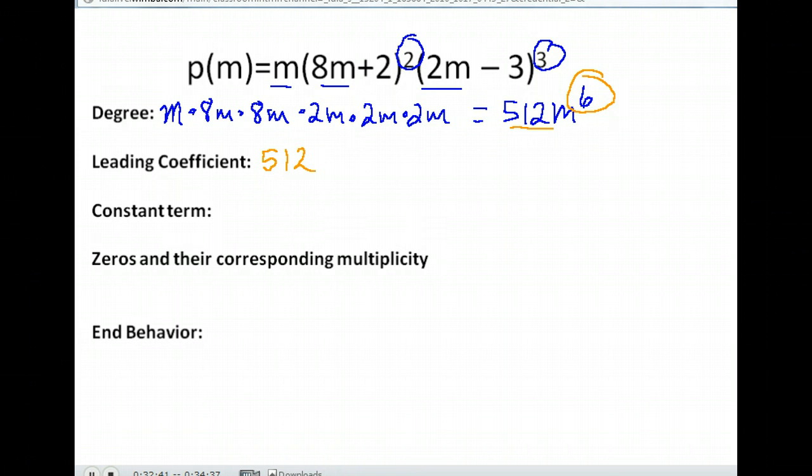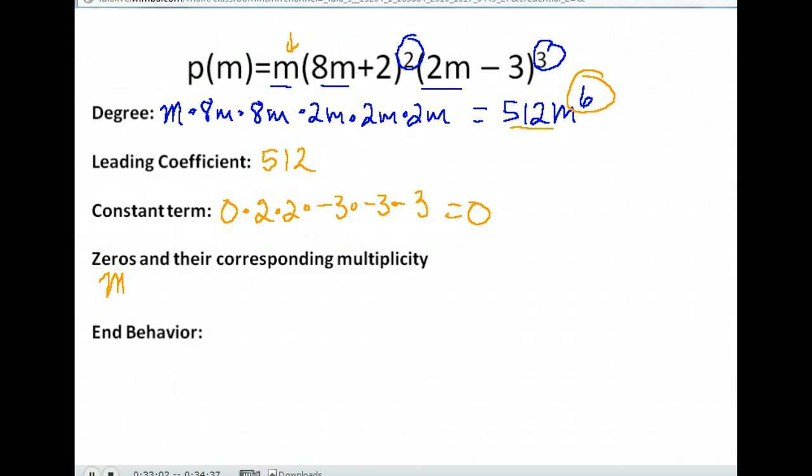The constant term, remember you multiply the constant from each of those. Well, this one didn't have a constant, so it was 0. And then we would have 2 twice and negative 3 3 times. But again, we were multiplying by 0, so we end up with 0. Our y-intercept will be at 0 again.